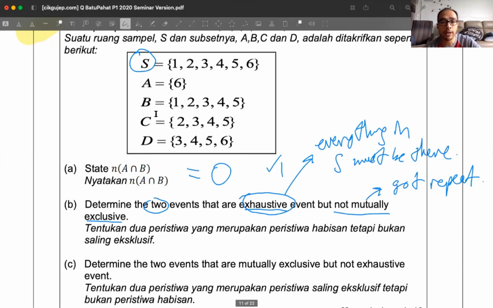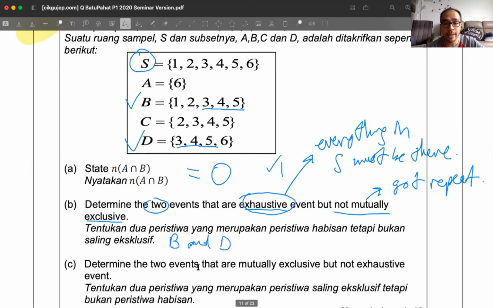So we think about it: we have to choose two events that have 1, 2, 3, 4, 5, and 6, and then there is a repeat. So the only logical one will be B and D. Right? Because 1, 2, 3, 4, 5, and 6 are all there, and then there is a repeat. 3, 4, 5 are also there in both. So they are not exclusive. So the answer for this is B and D.